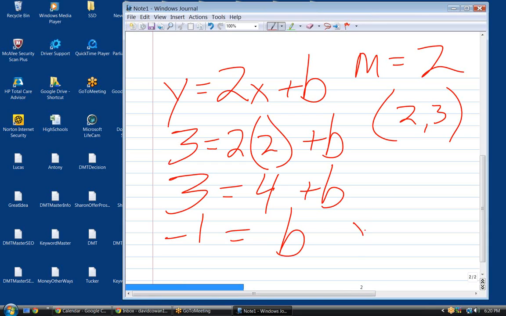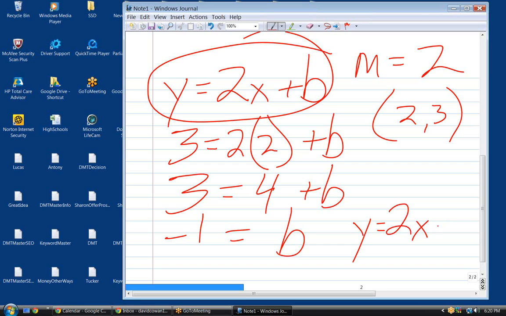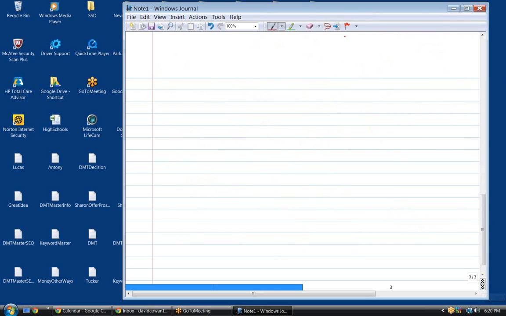What's our final equation? No, what's our final equation? Y equals 2x plus negative 1, or minus 1. Always combine your plus minus there. When you plus a minus, it's the same as just minus. So that we had a slope and 1 point. Now let me make another one where I will give you 2 points.